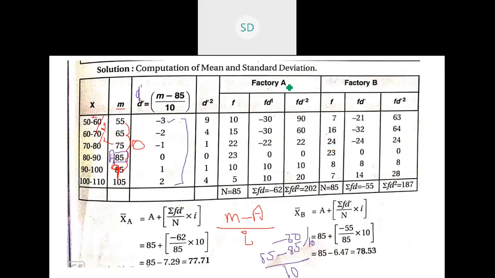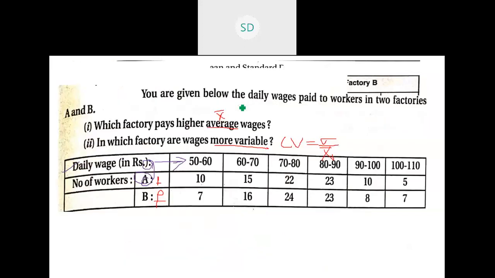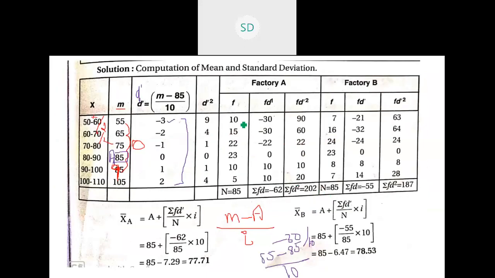Now, factory A, the frequencies are 10, 15, 22, 23, 10 and 5. This we will get in the question. You see here in the question we have the frequencies. This is the frequency we have considered here also. So the frequencies are taken, and when you add up all the frequencies, you get the total n, that is nothing but 85. So that will be the complete value of n for factory A.